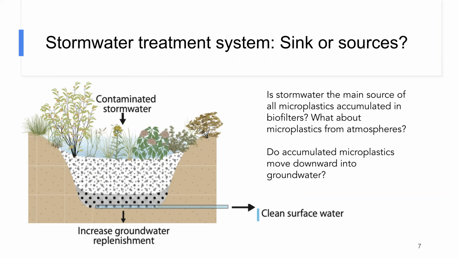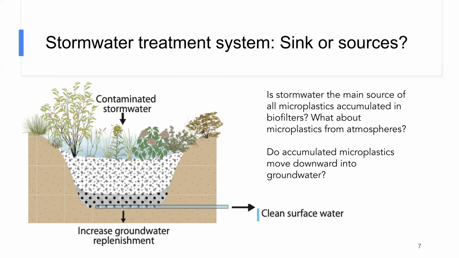First is, how much plastic should we expect to accumulate in these systems? To answer that question, we have to know the pathways. Are they all coming via stormwaters, or are some of them coming via air or wind? Most stormwater treatment systems assume that they are coming via stormwater. So we wanted to ask that question: is this true or not?